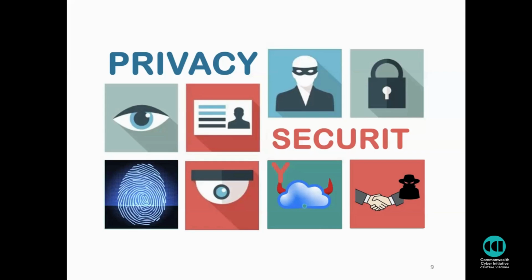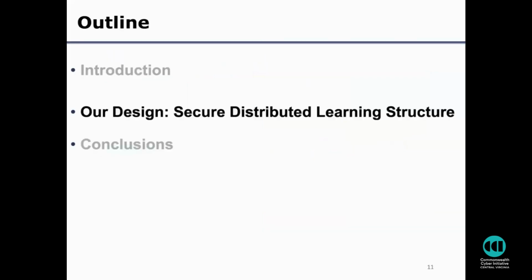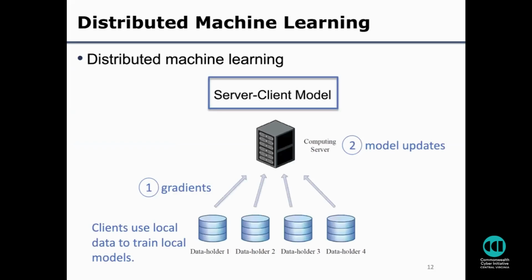Okay. So addressing data privacy and security issues is very important. Our design is to secure the distributed learning structure, addressing the data privacy issue and the single point of failure issue. Because of that, we propose to design distributed machine learning. A classical distributed machine learning framework is called federated learning.